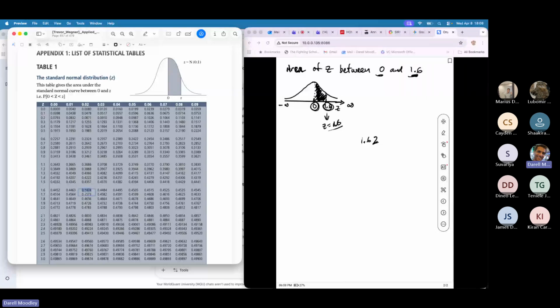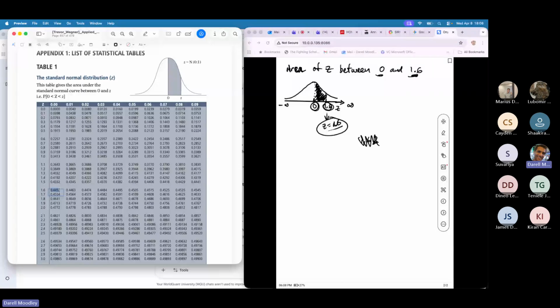That's what this table tells you. And this value here is the area from 0 to 1.62. But we want the area from 0 to 1.6. So here's 1.6, and there's no second decimal because it's 1.6 exact. It's not 1.61, it's not 1.62, it's exactly 1.6. So in other words, it's 1.60. So it's the first value in the column with the row being 1.6. So that is the area between 0 and 1.6.